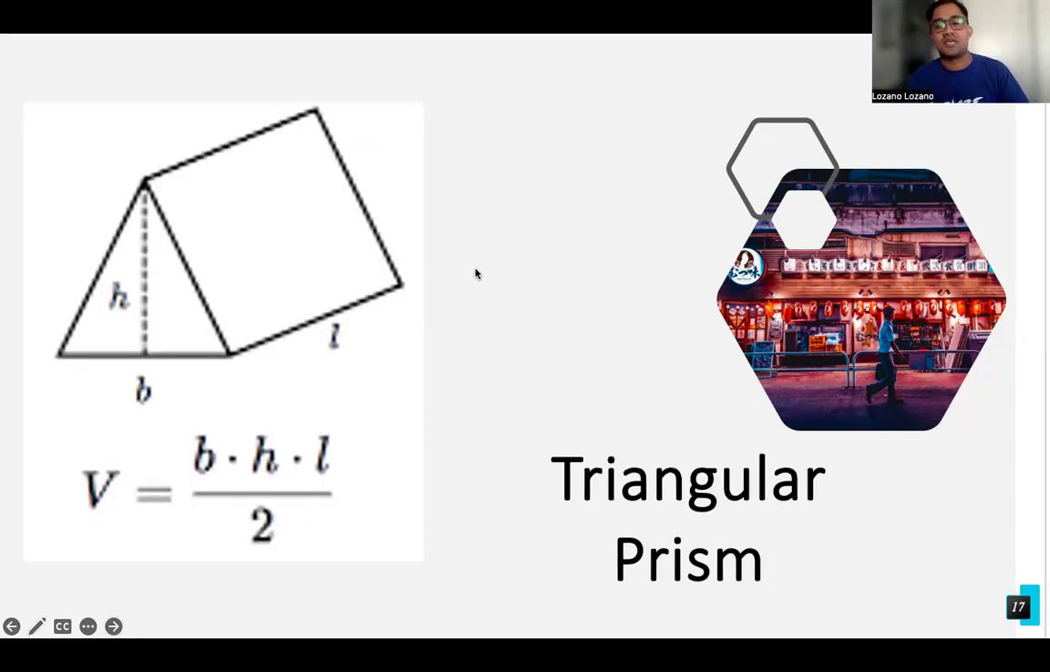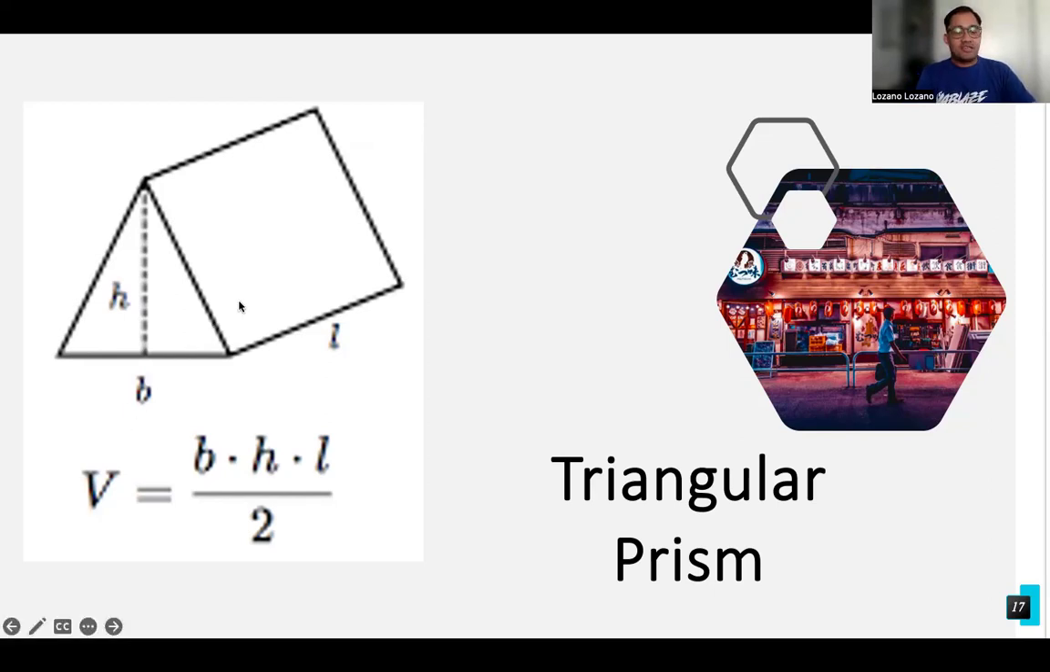Another solid figure. The triangular prism. Okay. Triangular prism, we can measure the volume of triangular prism by getting the product of base times height times length divided by 2. Why it's divided by 2? Because a rectangular prism is an half of a triangular prism, or rather, the triangular prism is half of a rectangular prism. That's why it's divided by 2.